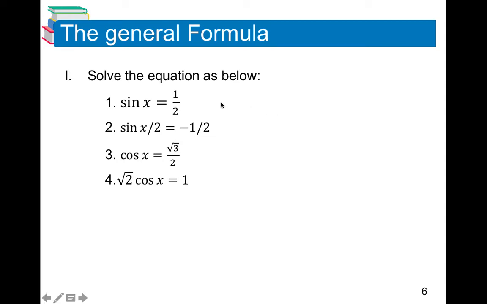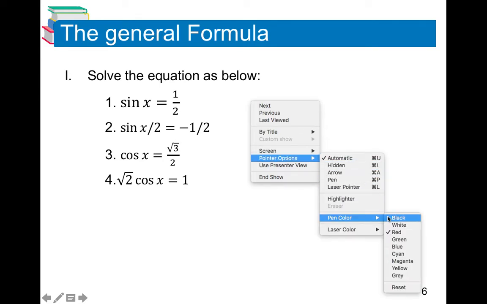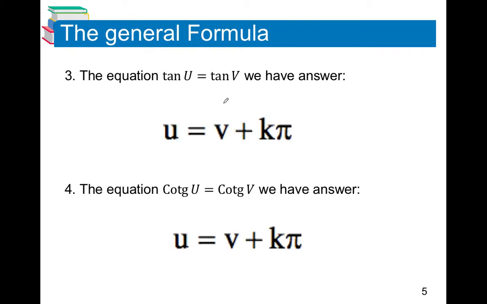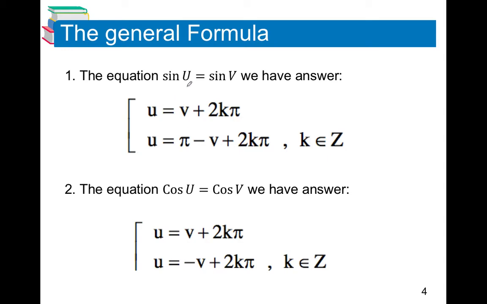Okay. The first exercise is that we have sin x equal 1 over 2. If you want to calculate the equation, the first thing is we need to see the formula. Sin u equal sin v, we have the answer u equals v plus 2k pi and u equals pi minus v plus 2k pi, k in the integers.